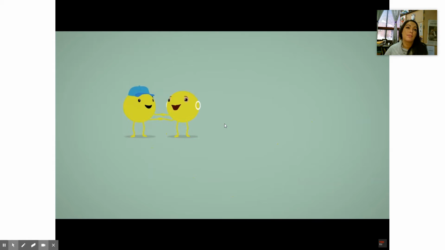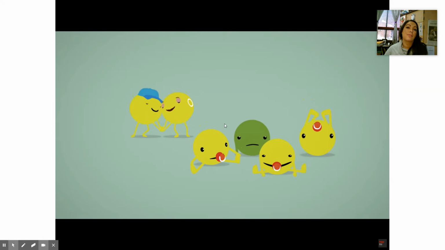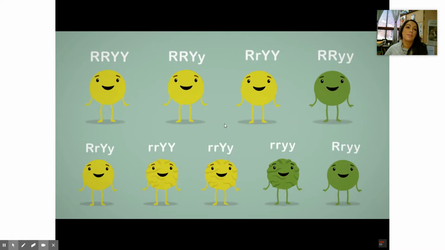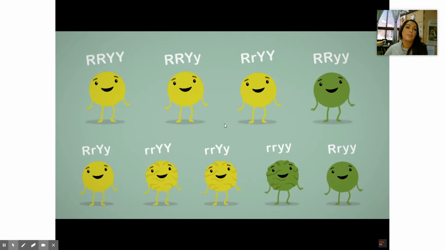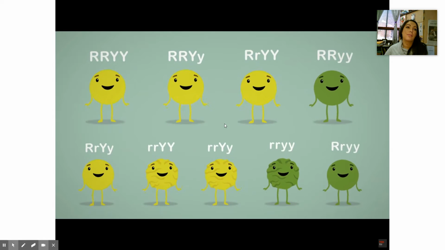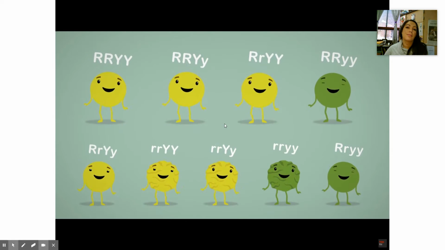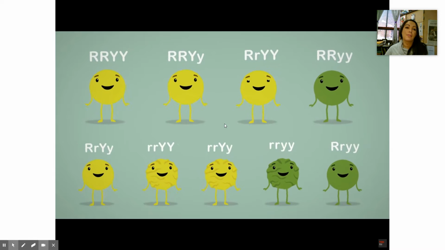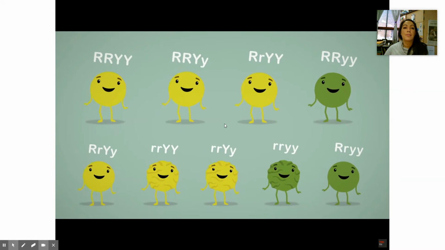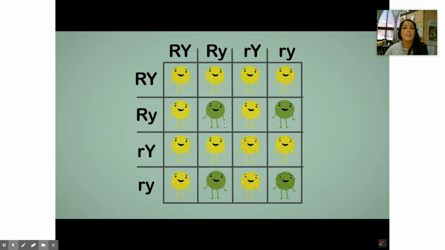Then, in the second generation, where the two heterozygous kids marry, their babies could have any of the three possible genotypes, showing the two possible phenotypes in a 3-to-1 proportion. But even peas have a lot of characteristics. For example, besides being yellow or green, peas may be round or wrinkled. So we could have all these possible combinations: round yellow peas, round green peas, wrinkled yellow peas, and wrinkled green peas. To calculate the proportions for each genotype and phenotype, we can use a Punnett square too.